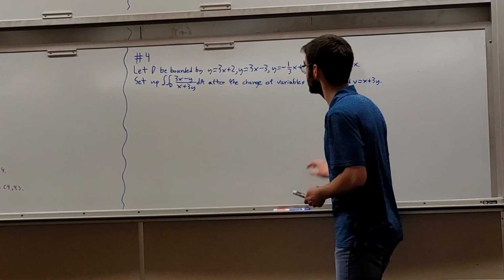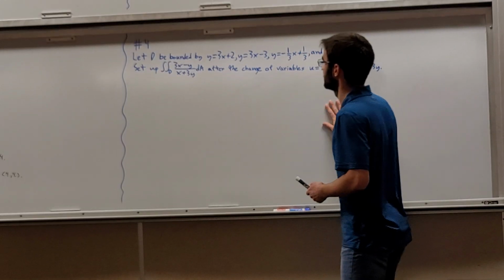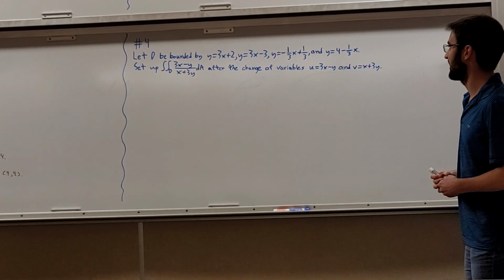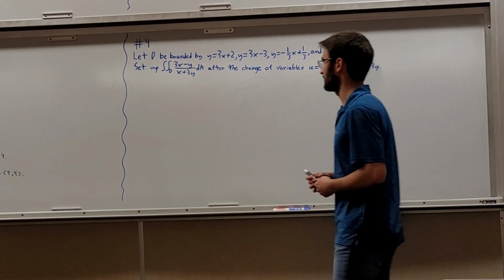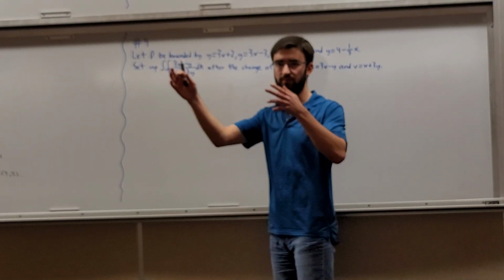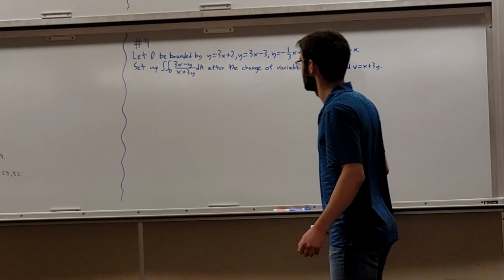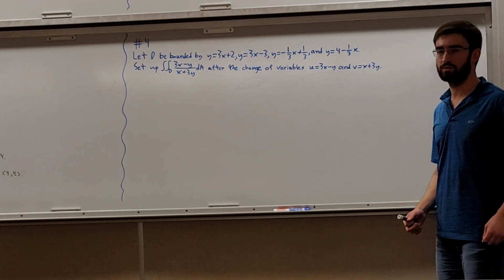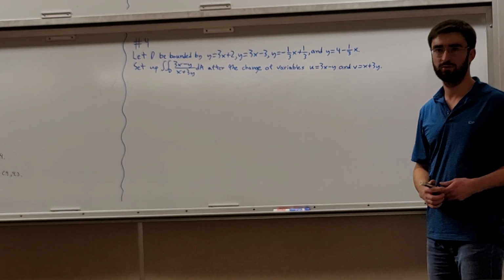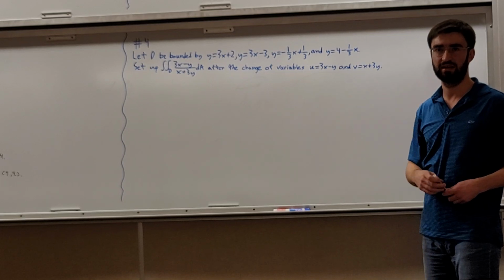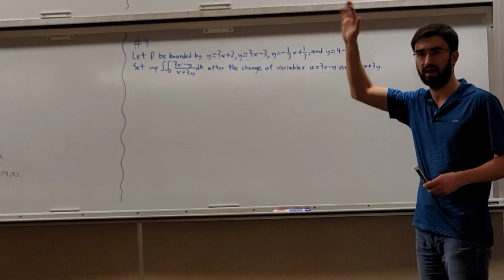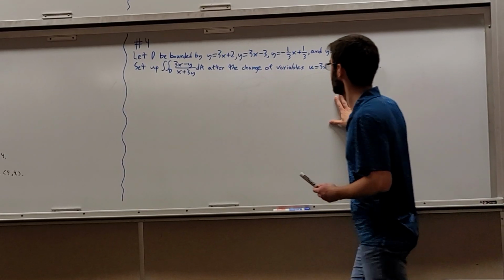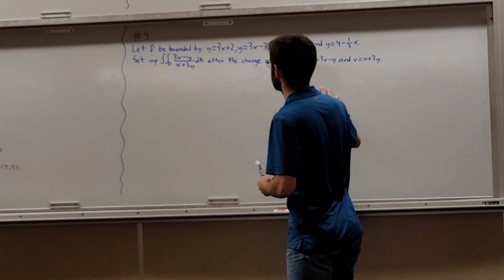Anyway, Question 4. We have these bounded by those 4 lines. So we have to set up this double integral after we do the change of variables to the UV plane. Because our region is a polygon, we just need to find the vertices of it, and then find the vertices in the new region, and then connect the dots, or connect the lines, and then we'll have our new region. So, we'll find when all of these lines equal each other.